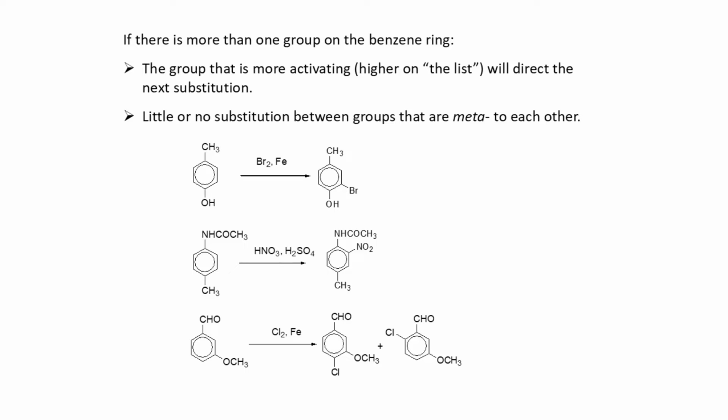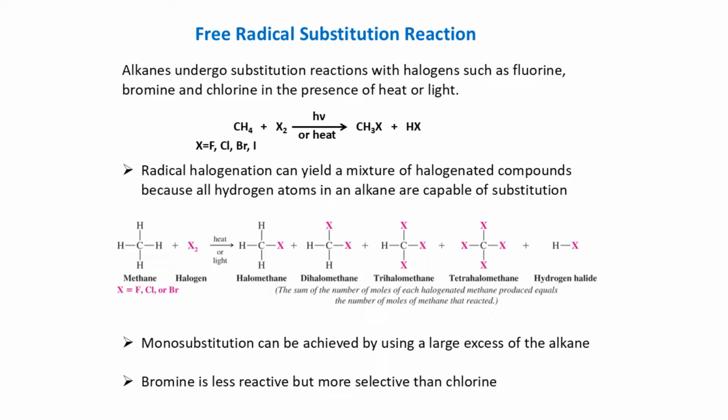When multiple groups are present on a benzene ring, the more activating group directs the next substitution, with minimal substitution between meta-directing groups. Alkanes undergo free radical substitution reactions with halogens in the presence of heat or light, leading to a mixture of halogenated compounds.